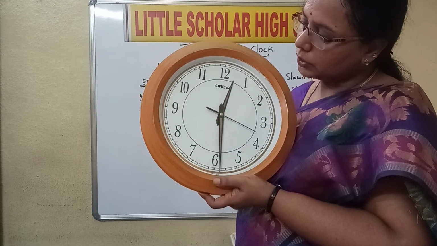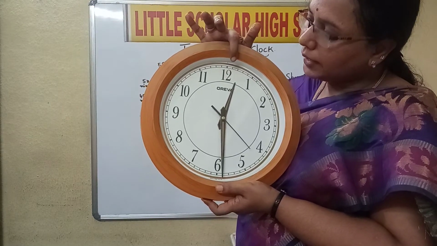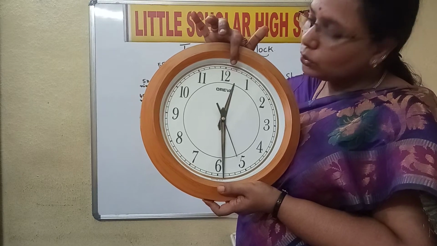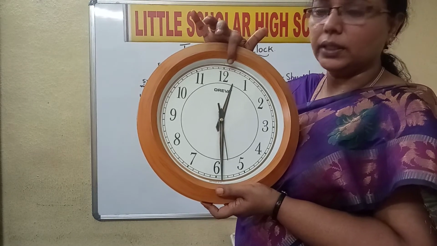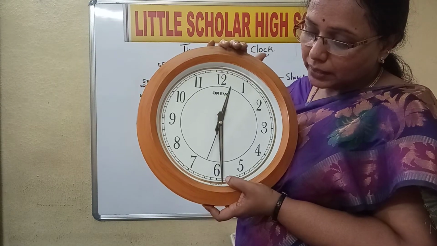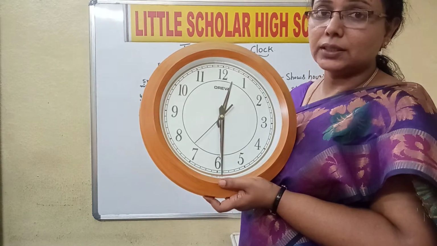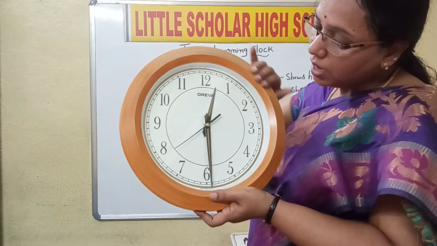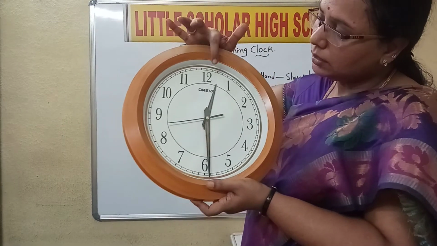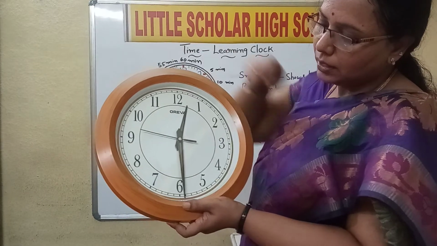Where is the small needle? The small needle is between 12 and 1. But you will take 12, isn't it? It has not yet reached 1. It is still near 12 only. So, 12. But where is the big needle? Towards the 6. So, what is the time? Half past 12, or 12:30.